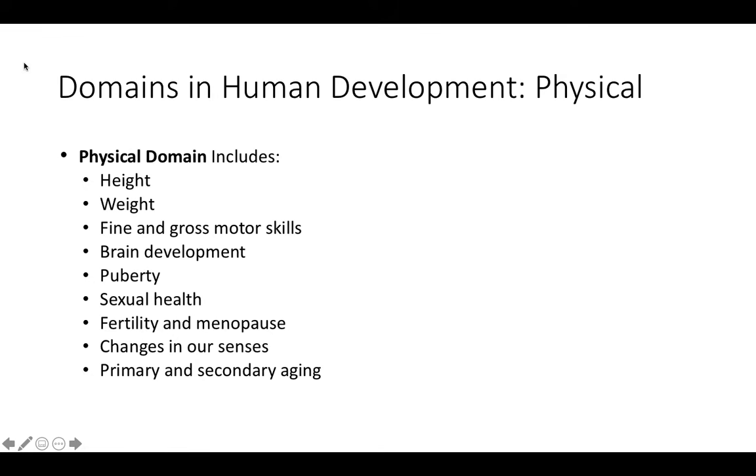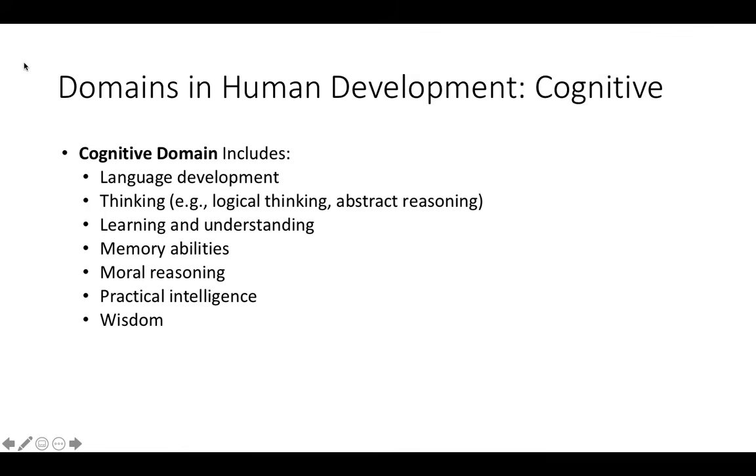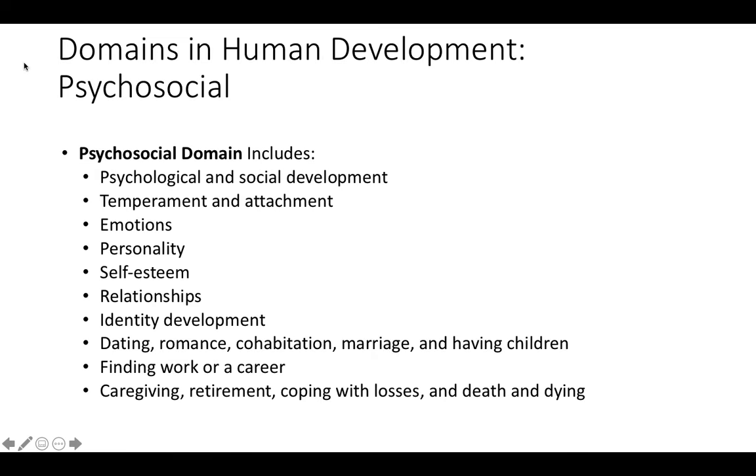So when I'm referring to the physical domain, this can include things like your height, your weight, your fine and gross motor skills, your brain development, puberty, sexual health, fertility and menopause, changes in your senses, as well as primary and secondary aging. Now, when I refer to the cognitive domain, this can include topics such as language development. This includes thinking, logical thinking, abstract reasoning, learning and understanding, memory abilities, moral reasoning, practical intelligence, as well as wisdom.